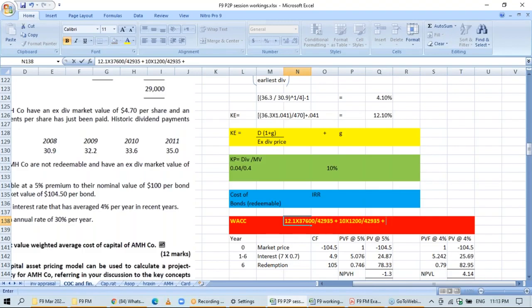Then the third item was the 7% bond, 4.8% was the cost, multiplied by its market value, which was 3135, divided by the market value of all, and then finally the bank loan. The bank loan had a cost of 2.8 multiplied by its face value 1000 divided by 42,935, the total market value. This gives you the WACC. So the WACC in this case, please use your calculators, is around 11.3%. This is the WACC calculation.